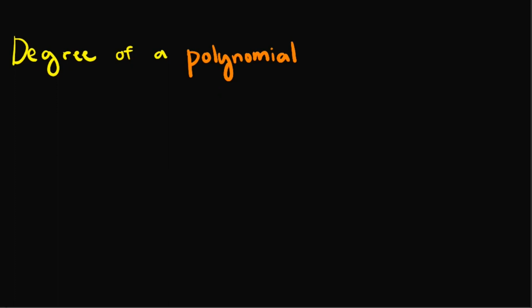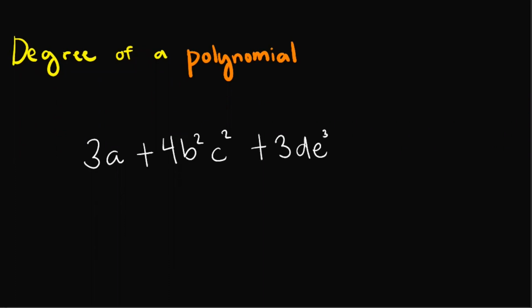Let's try this next example. If we have 3a plus 4b squared c squared plus 3d e cubed f squared. So now this one is more complicated than the first one, but we simply check the degrees of each term. So for the first one, our variable is only a, which we know to have an exponent of 1 since it's not written there. So the degree of this one is 1.